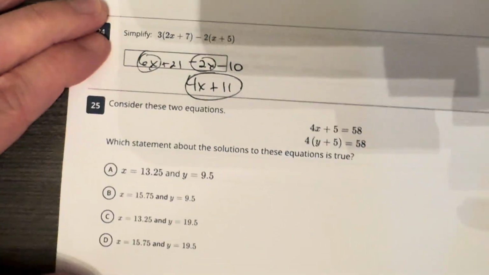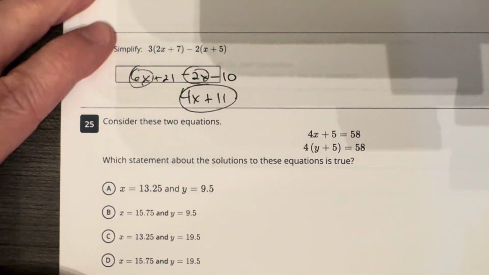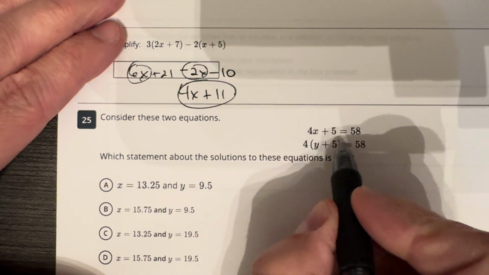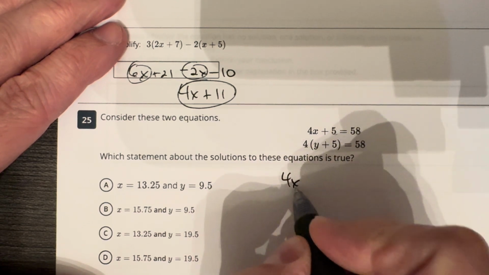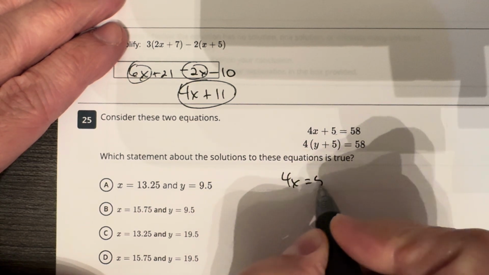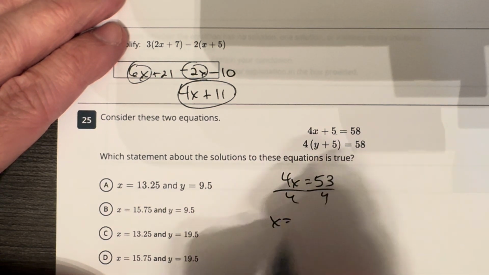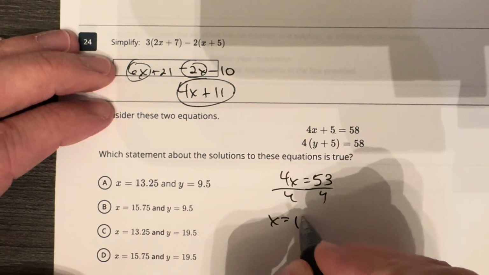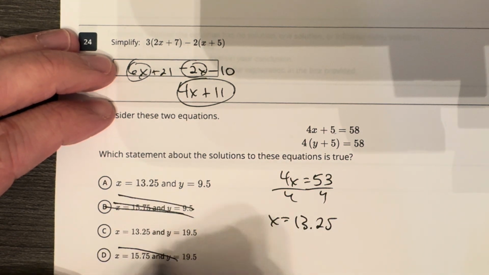Number 25. Consider the two equations. Which statement about these solutions is true? Okay, so we're going to have to solve both of these. So 4x plus 5 equals 58. I'm going to subtract 5 from both sides, and I'm going to sidebar this. It'll be 4x equals 53. Divide by 4 on both sides, and x will be, and again, I'm just going to do 53 divided by 4 in the calculator, and that's going to give me 13.25. So x is 13.25, so it can't be B, it can't be D.